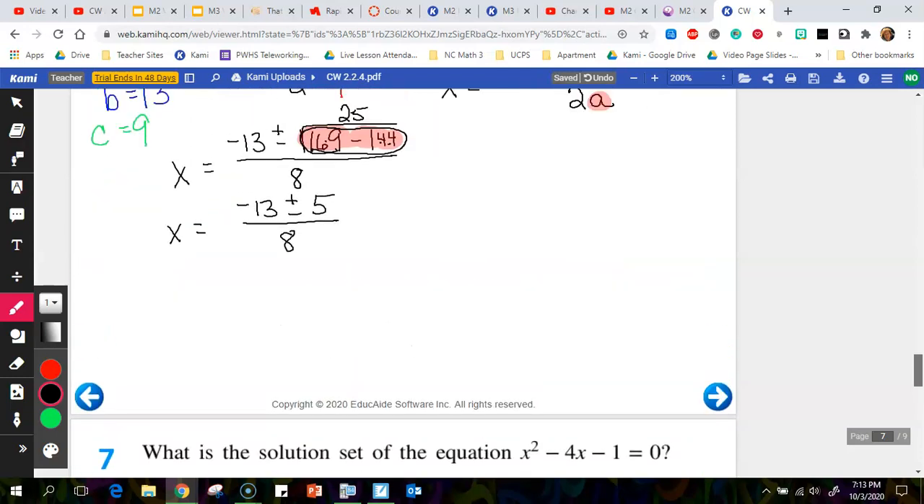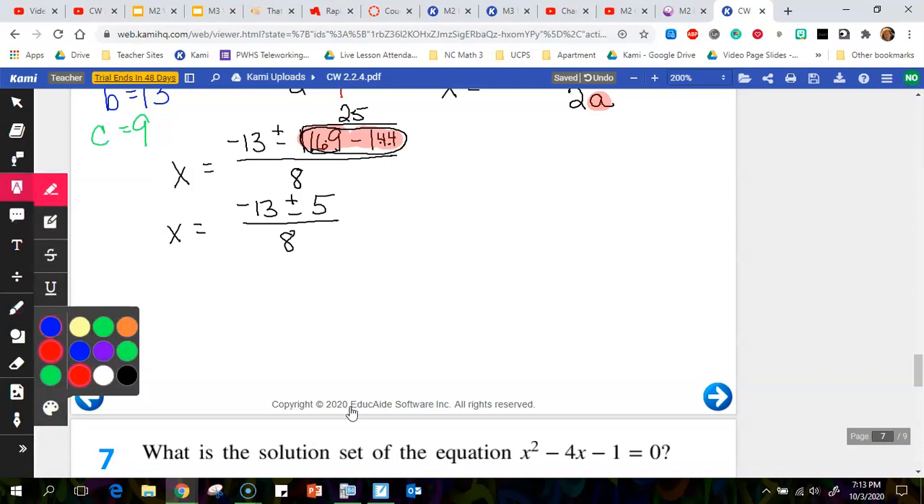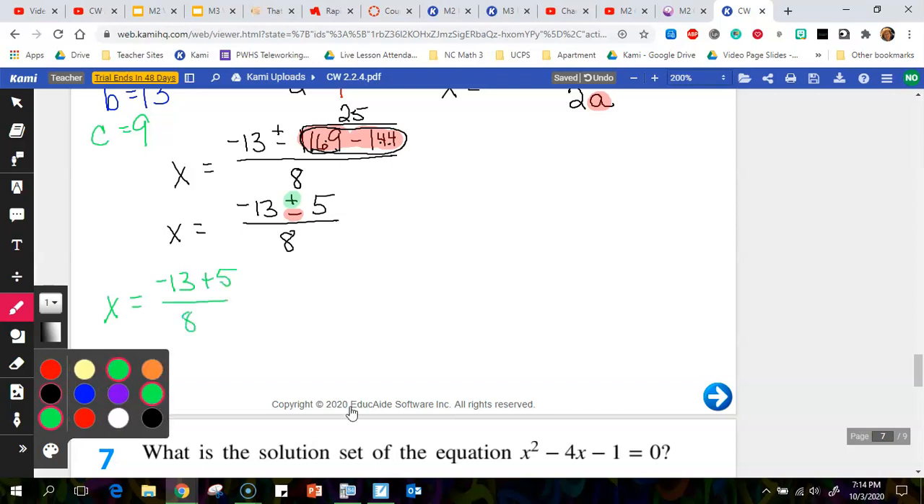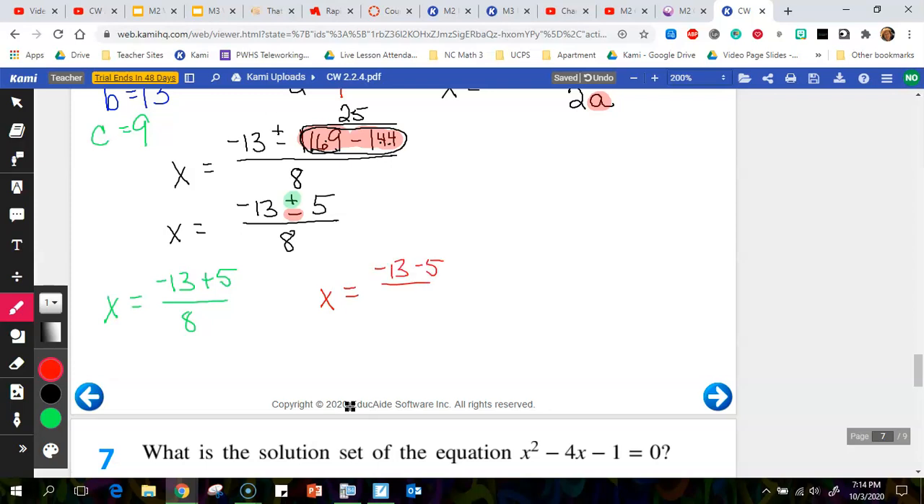So at this point, I can leave it like this, or I can change it to two different answers. I wouldn't care if you left it like this, but if you want to change it to two different answers, all you do is you take the positive 5. Well, actually, no. Let's do that because we don't have a radical right here. So we need to do two different equations. So we're going to do a positive 5 and a negative 5. So we're going to go back and do x equals negative 13 plus 5 over 8. And then x equals negative 13 minus 5 over 8.